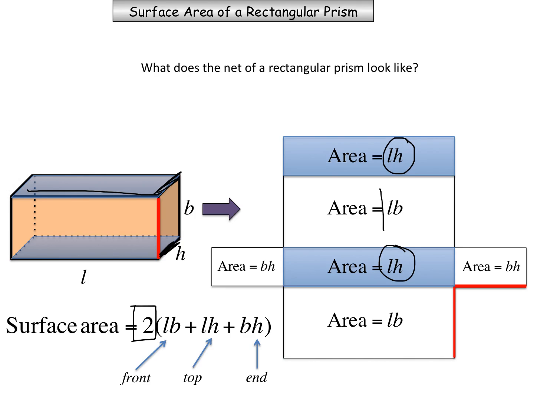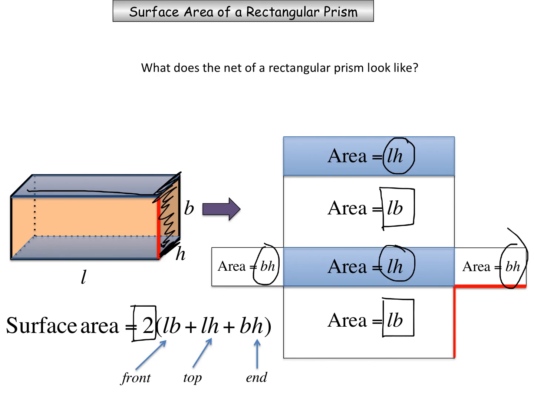I've got LB, length times breadth, which is the back, and this is the front, L times B. I've also got B times H and B times H, so the breadth times the height on that end there. That end here is one of them, so that's why we have a 2 at the front of our formula. So the surface area is 2 times (LB plus LH plus BH).